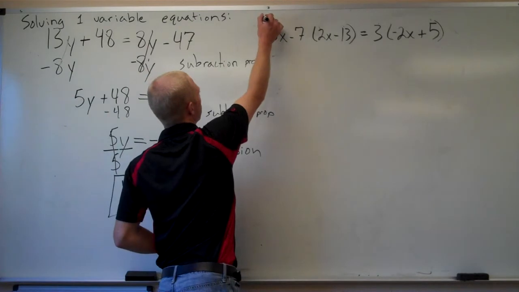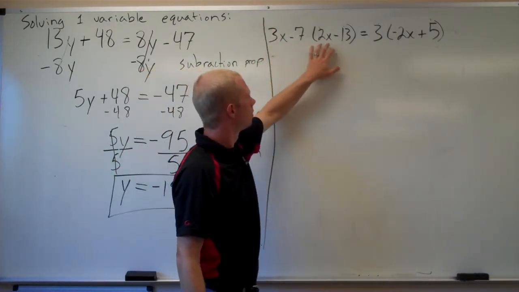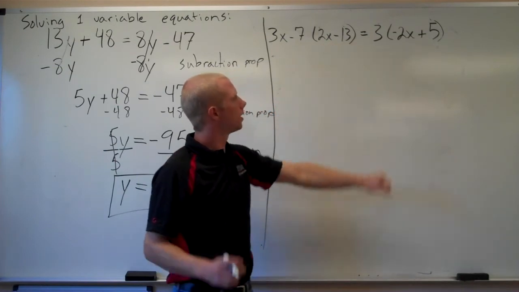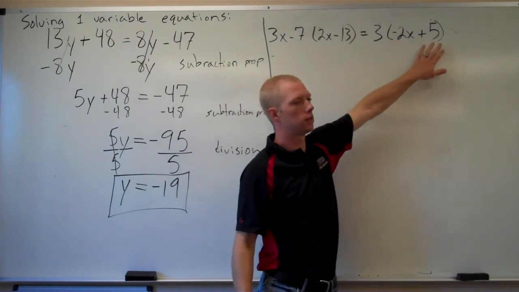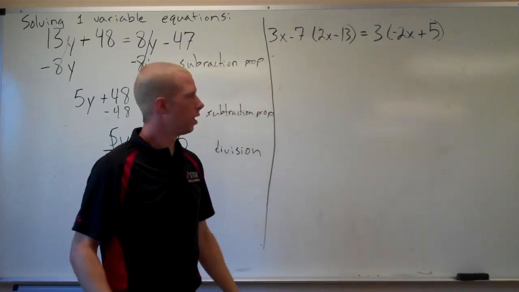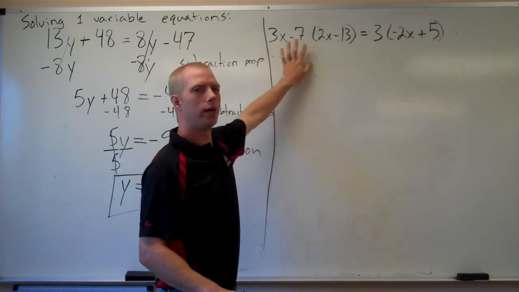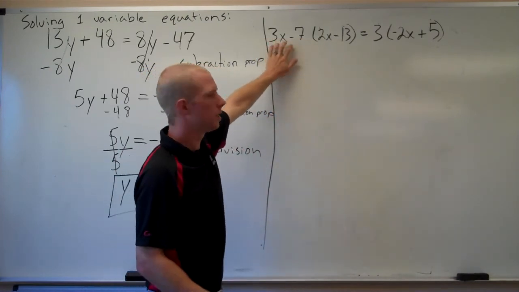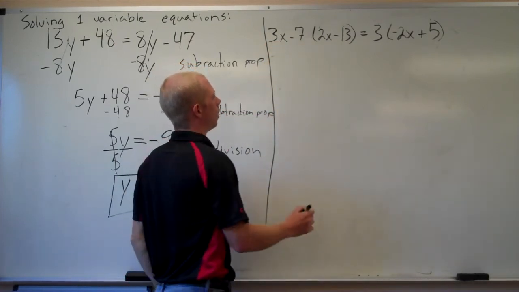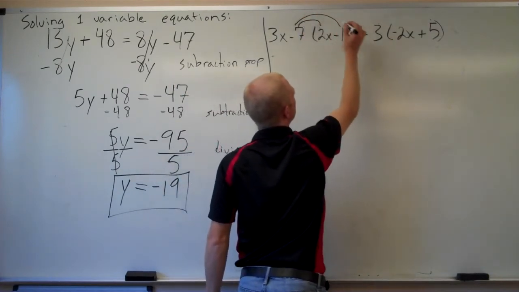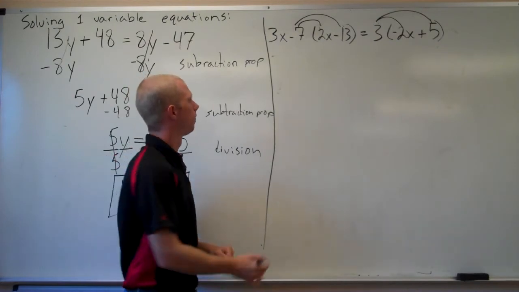The next one we're going to look at is 3x minus 7 times the quantity 2x minus 13 equals 3 times the quantity negative 2x plus 5. As we go through this, we notice that we don't want to do the old FOIL method here because there are no parentheses around these first 2 terms. Our first step should be to distribute. And I'm going to do it on both sides at once.